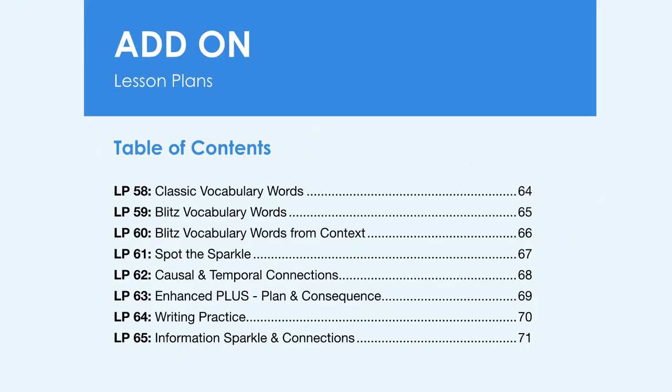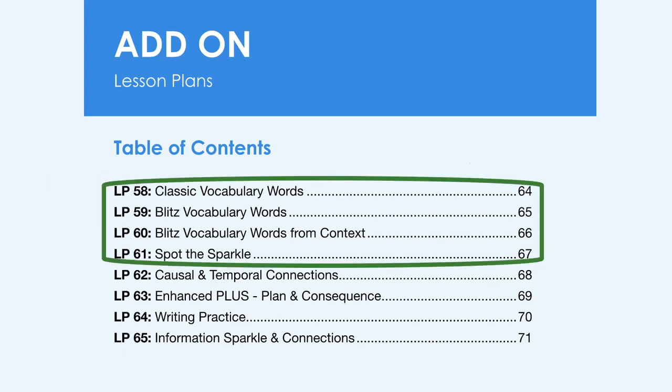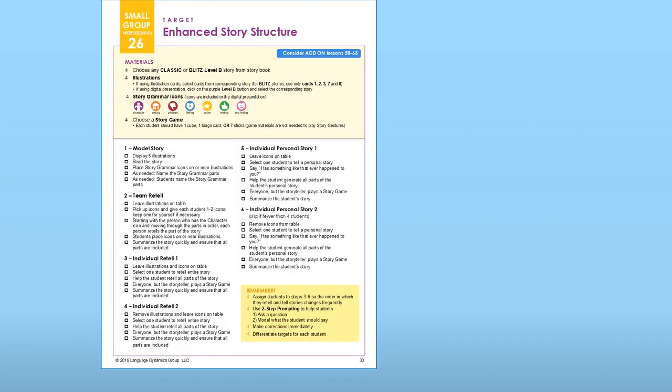So these right here are some of the lesson plans that we would focus on. Classic vocabulary words, blitz vocabulary words, how to learn vocab from context, and how to play the Spot the Sparkle game. All of these things we go more into depth later on. We also include information sparkle. I just want to make sure that you all are aware. We do informational passages as well, and give some materials on our flash drive that comes with the kit.